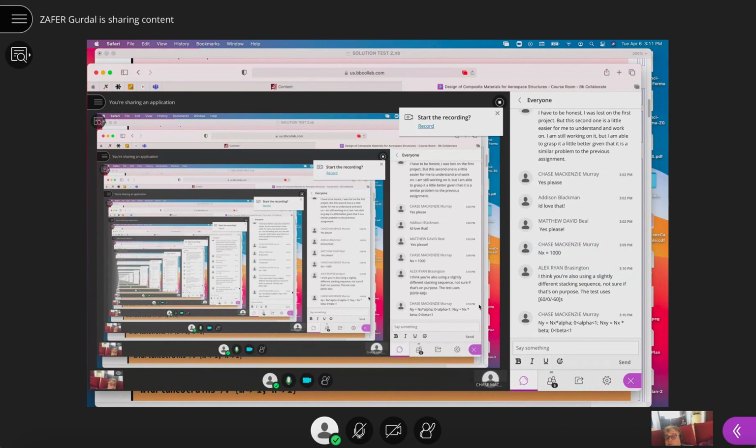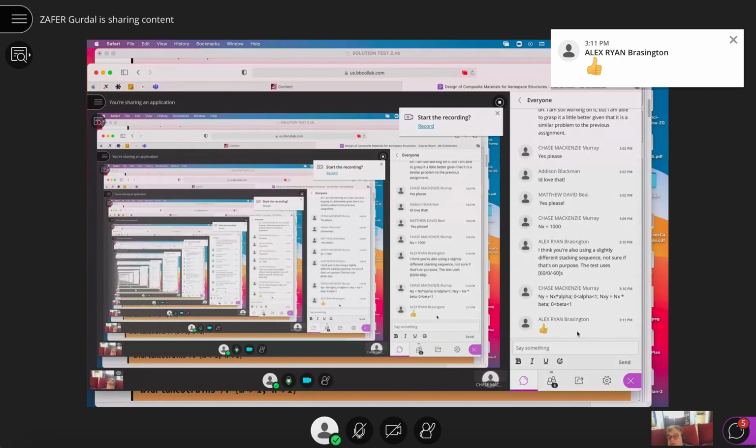Okay, Alex says I'm also using a different stacking sequence, plus 60, 0, minus 60s. Okay, Alex, that should not make a difference. Since we are doing in-plane problem, there is no bending in this. The sequence of these plies is not going to make any difference. In fact, even if it has 150 layers, I'm just going to do the analysis for only 3 layers. One for a 0 degree, one for a plus 60 degree, one for minus 60 degree. That should cover it.